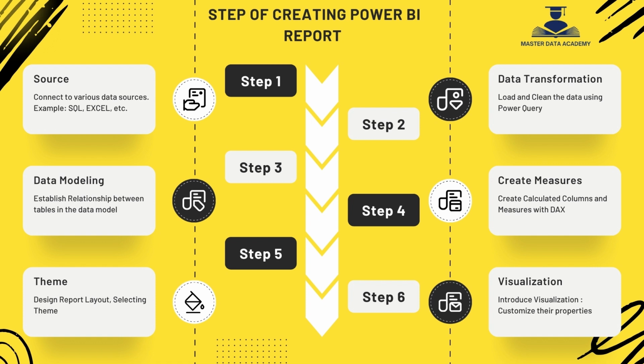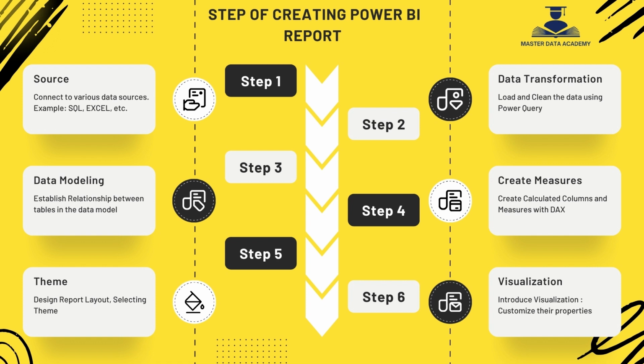Step 2. Data transformation. Once the data is connected, the next step is data transformation using Power Query. Here, we clean and shape the data, removing duplicates, fixing errors, and structuring columns for analysis. For example, sales data might come with unnecessary columns or messy date formats. This step ensures the dataset is analysis ready before moving ahead.